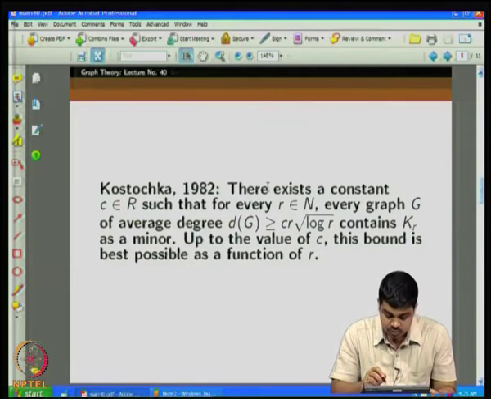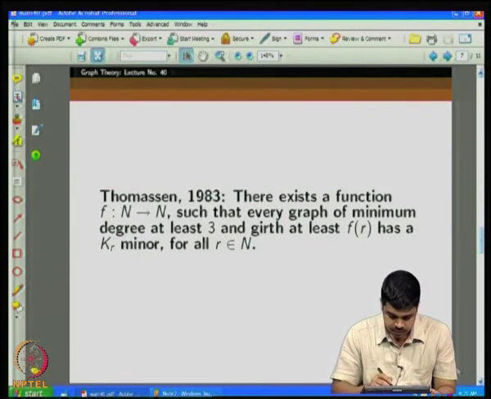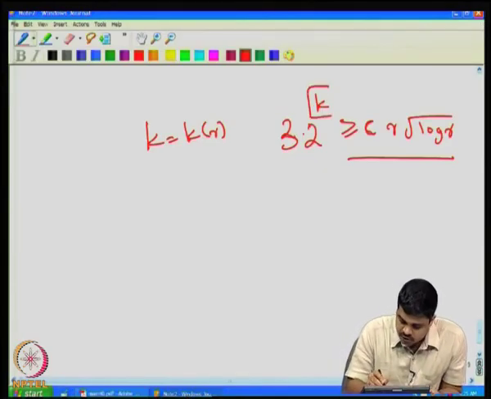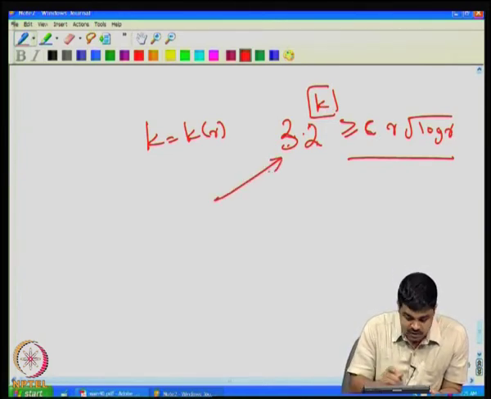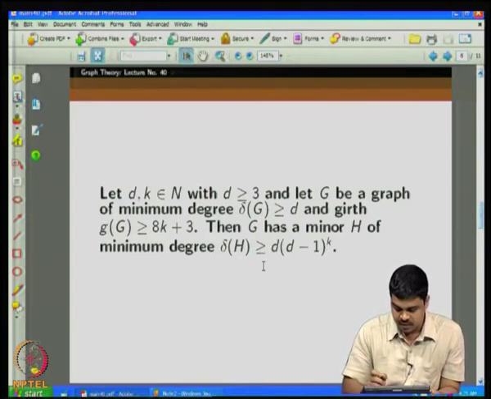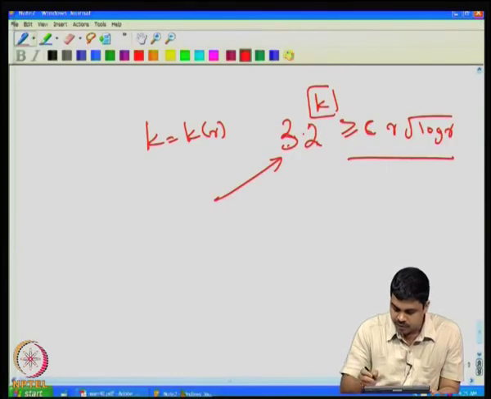So Kostochka wanted the average degree greater than or equal to C times r times root log r. The same function we take, and we find the smallest possible value of k, such that 3 times 2 raised to k is greater than or equal to C times r root log r. Why? Because in Dištel's lemma, our d will be 3 now, because we are thinking about graphs with minimum degree at least 3, and d minus 1 will become 2. So it is 3 into 2 raised to k. We then want to verify whether the girth requirement will be okay.